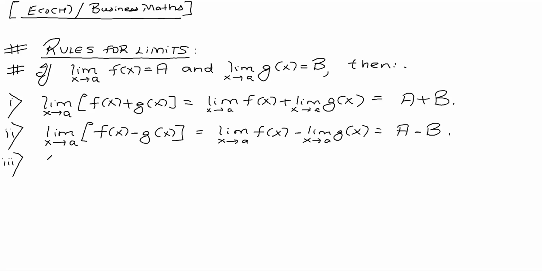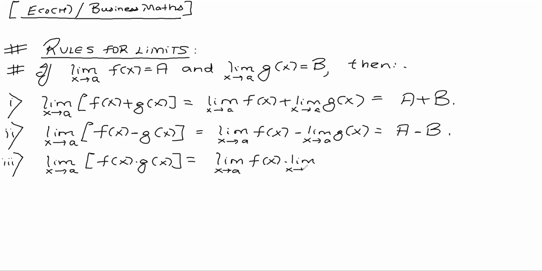Third rule, limit as x tends to a, f of x into g of x. These are functions, guys. So limit of a product is the product of limits, which I can write as A into B. Limit of a product is the product of limits.